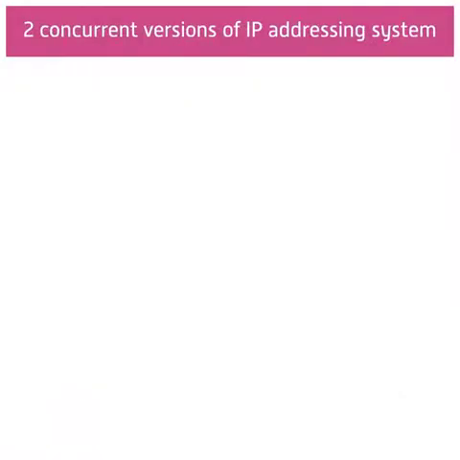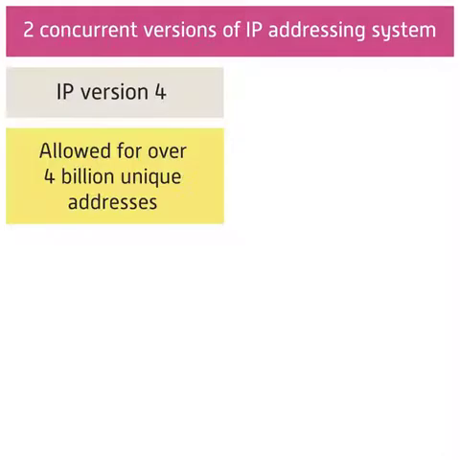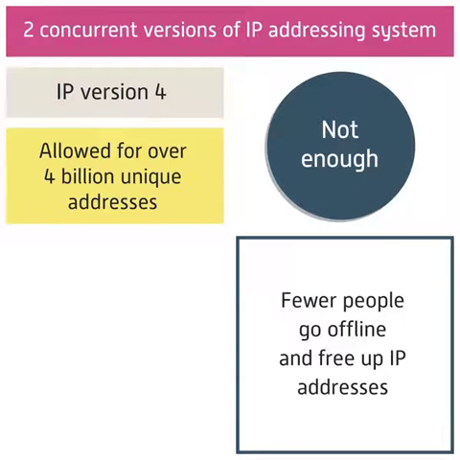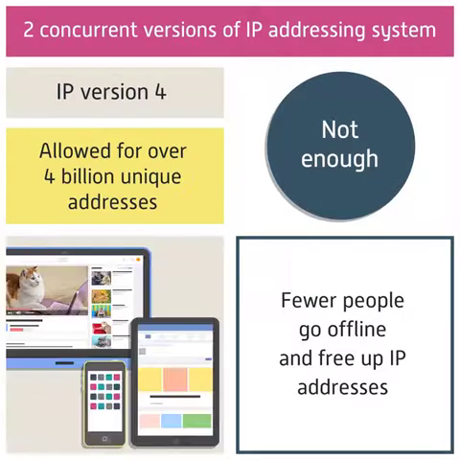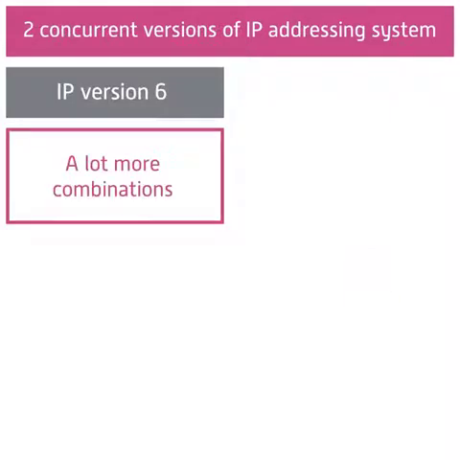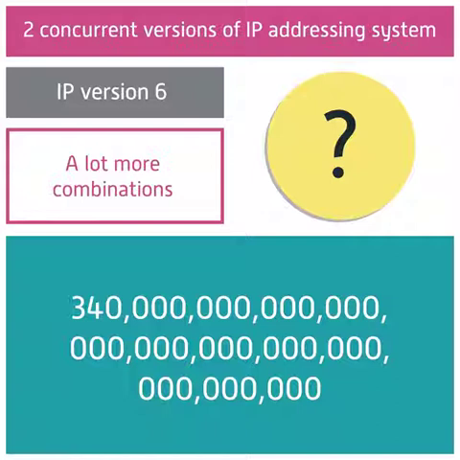There are two concurrent versions of the IP addressing system. IP version 4 allowed for over 4 billion unique addresses, and it turned out that this was not enough. Fewer people go offline and free up IP addresses, and many people have multiple devices, each with their own addresses. IP version 6 has a lot more combinations. How many? Picture a 3, followed by a 4, followed by 37 zeros.